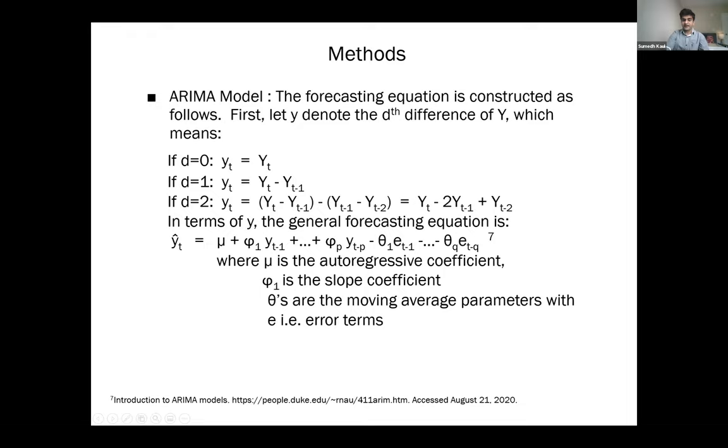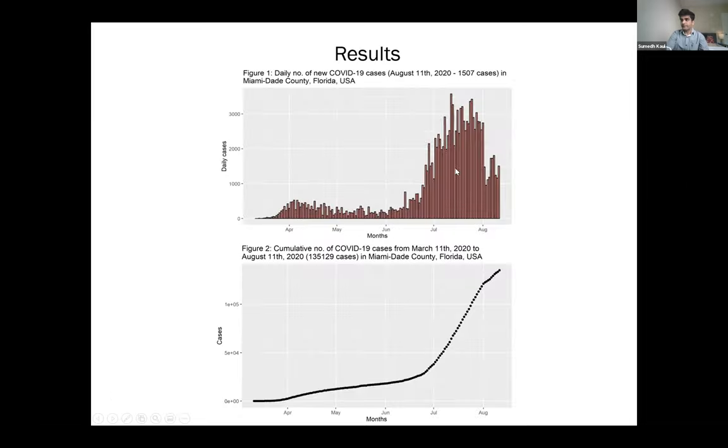So in terms of y, the general forecasting equation is this, where mu is the constant, phi is the autoregressive coefficient, the thetas are the moving average parameters, and e is the error term. Figure one.